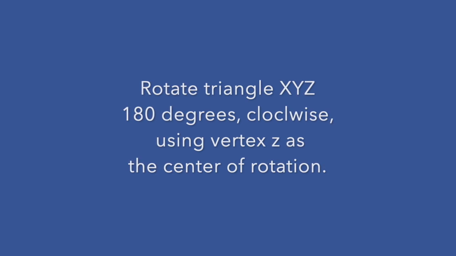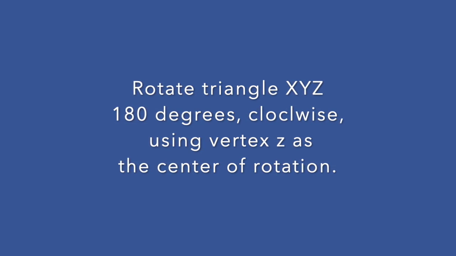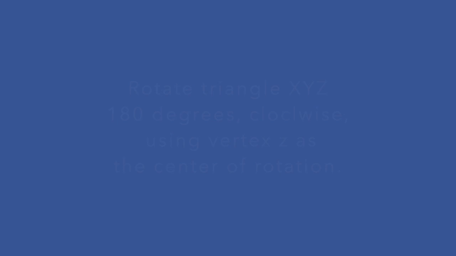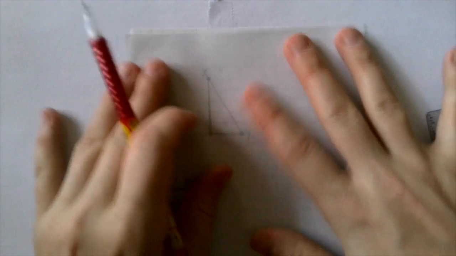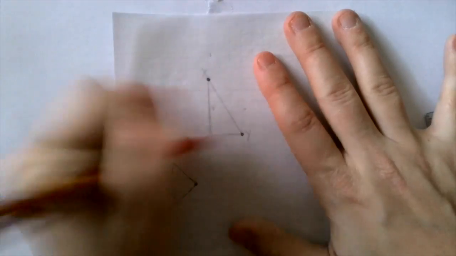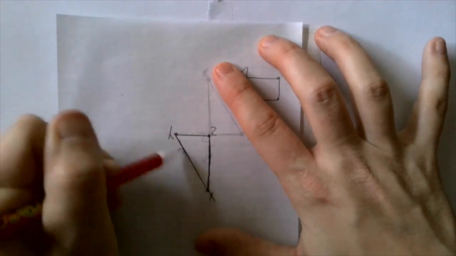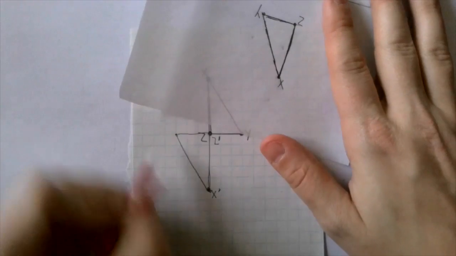We are now going to rotate triangle XYZ 180 degrees clockwise using vertex Z as the center of rotation. I use a couple different tools, one of them being my trace paper, lining it up so it's parallel, tracing my triangle, labeling it. I use a protractor to make straight lines, and then my pencil on the center of rotation. I'm rotating my trace paper twice because that equals 180 degrees, and you notice I check it at the end.